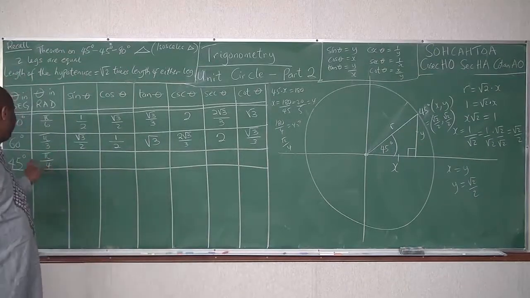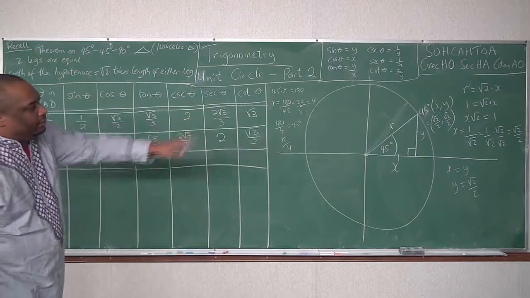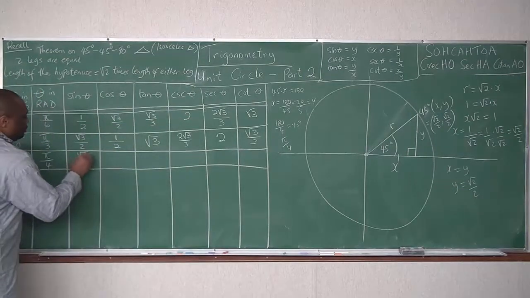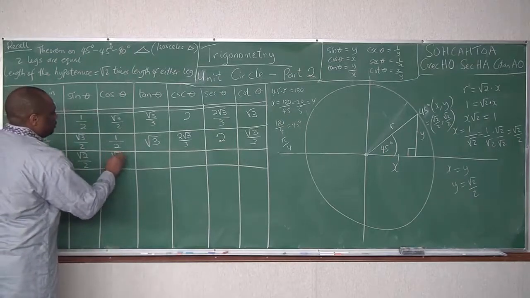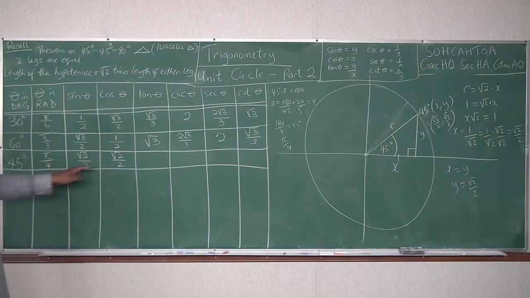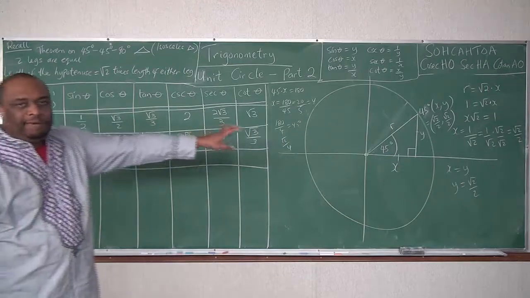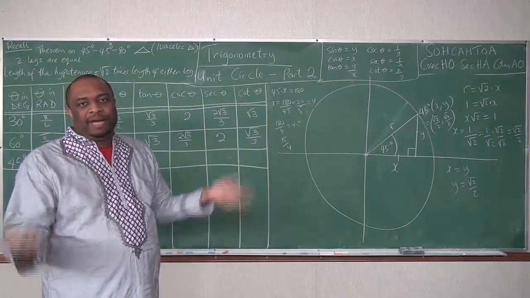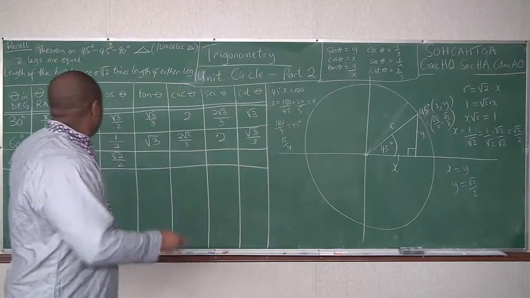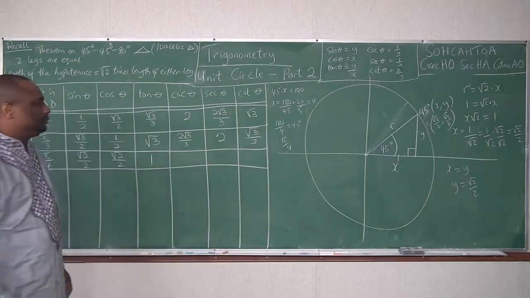Now sine 45 is y, √2 over 2. Cos 45 also is √2 over 2. Tan 45 is y over x. √2 over 2 divided by √2 over 2 will give you 1. That's 1.